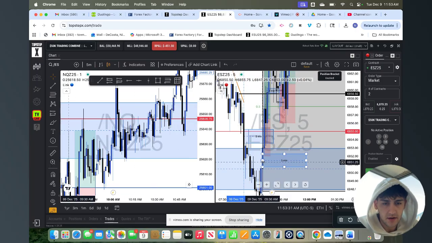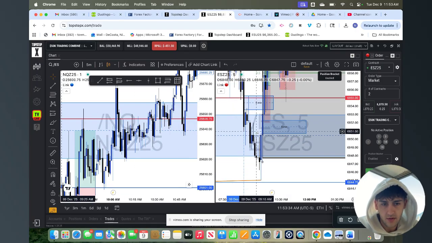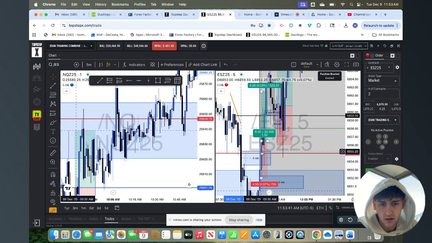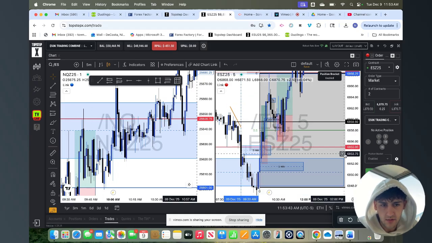So at this time here, we did inverse this 1 hour fair value gap, but again, we have this bullish SMT, so I knew we were going to push higher. There was a 5-minute fair value gap here. Inverse that 5-minute, that's when I entered.